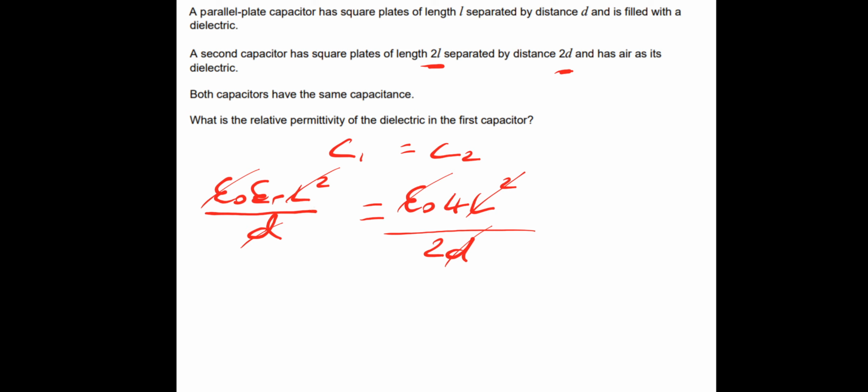So these aren't balanced anymore. On the right hand side we've got 4 over 2, which is 2 times greater. Which means that the left-hand side would also have to be multiplied by 2. And the way to do that is if the dielectric constant had a value that was equal to 2.